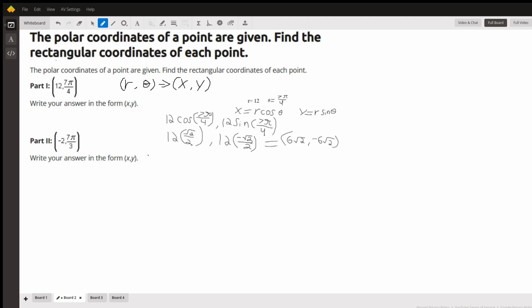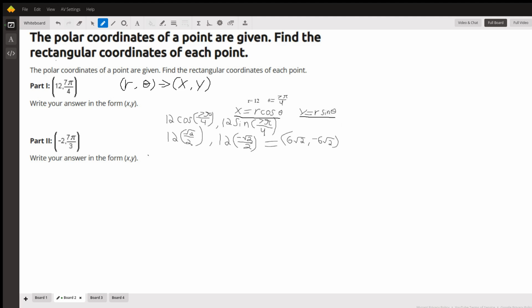Normally theta values are in radians or degrees form. So we have to quickly identify that r is 12 and 7 pi over 4 is theta, and this is in radians form. Once we identify r and theta, we can use the conversion formulas for polar coordinates to rectangular coordinates, being x equals r cosine theta and y equals r sine theta. These two right here.